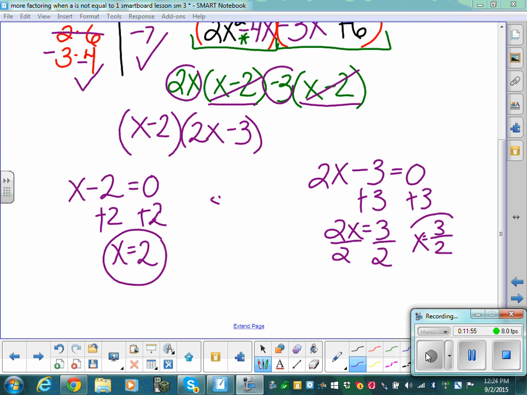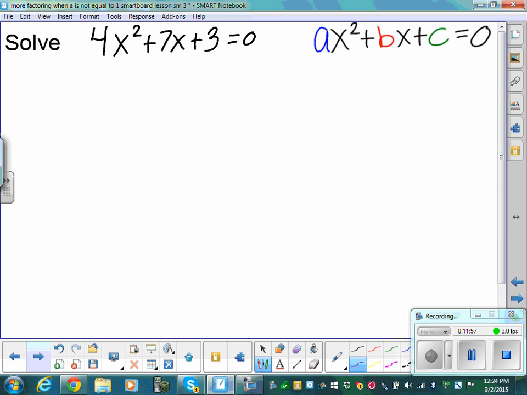Here we go. All right, I'm going to do another one. 4x squared plus 7x plus 3. The first thing we look at, is there anything in common? No, there's not. Not in all three terms anyway. So we can go through and do our first step. I'm going to write out what a, b, and c is before I get started. a is 4, b is 7, c is equal to 3.